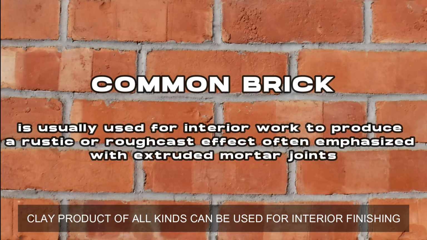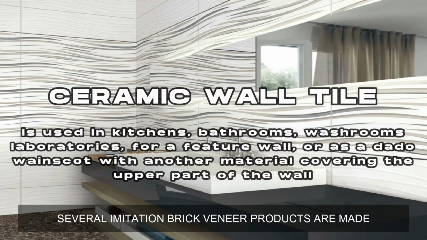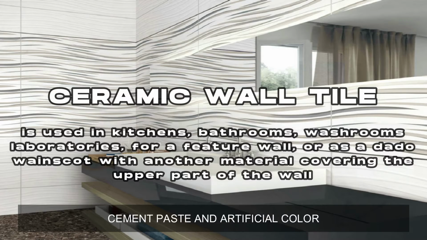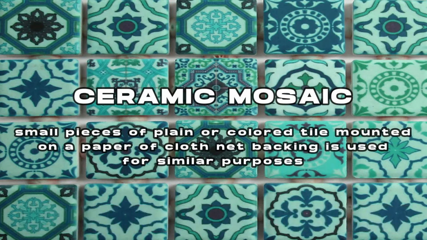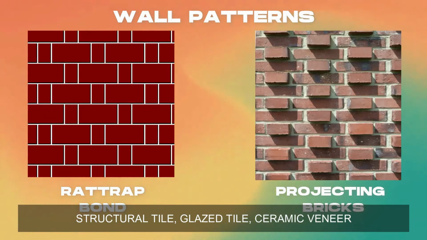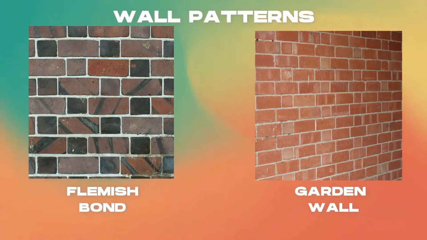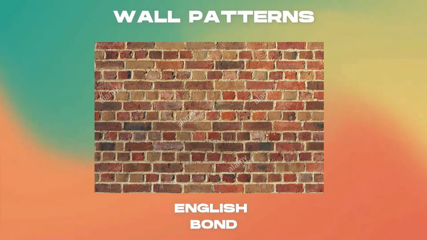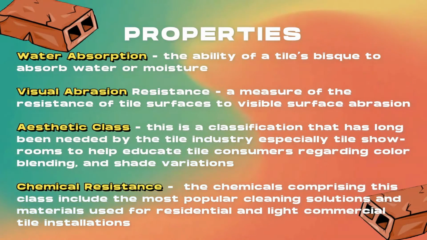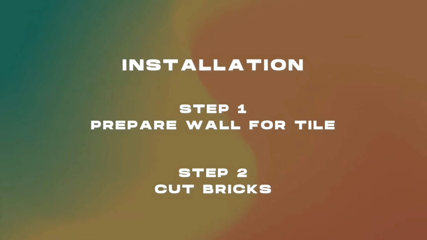Then we have the clay finishes. Clay products of all kinds can be used for interior finishing. Several imitation brick veneer products are made using lightweight aggregates, cement paste, and artificial color. They include common brick, face brick, glazed brick, structural tile, glazed tile, ceramic veneer, ceramic wall tile, and even the ceramic mosaic. This material is commonly installed by the following steps.